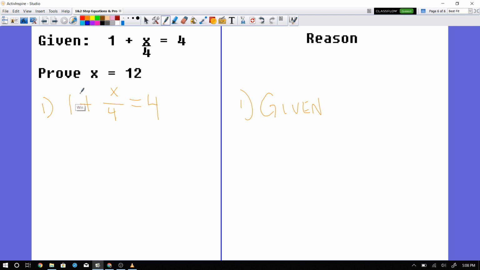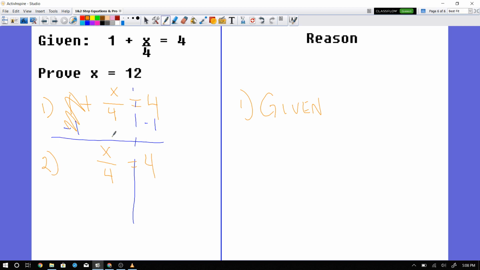So you can see that we're adding a 1 here because we're going to do addition and subtraction first because of order of operations in reverse. So minus 1, minus 1. That'll go away. We're left with x divided by 4 equals 4. And that will be our step 2.